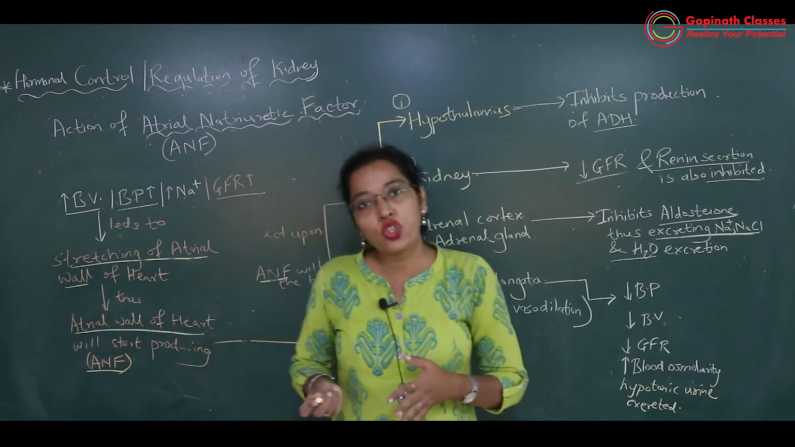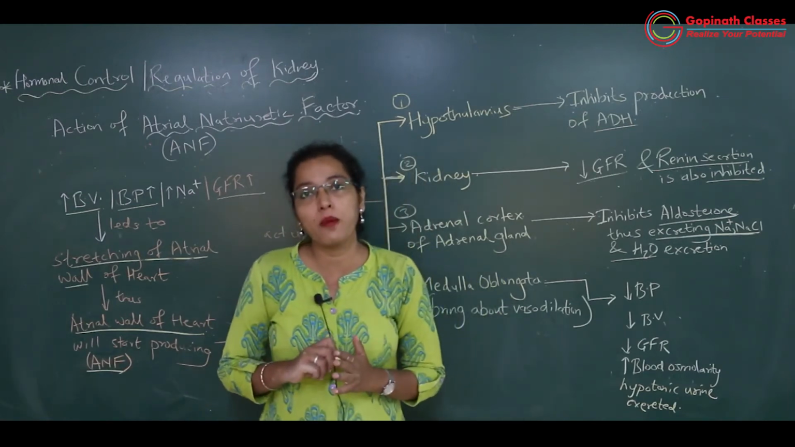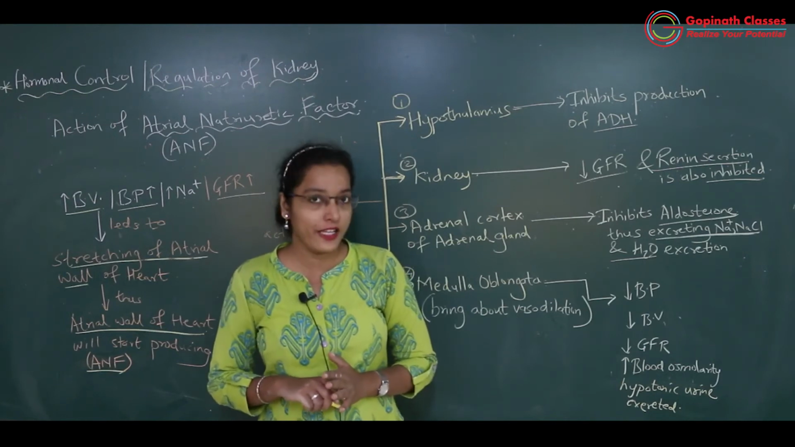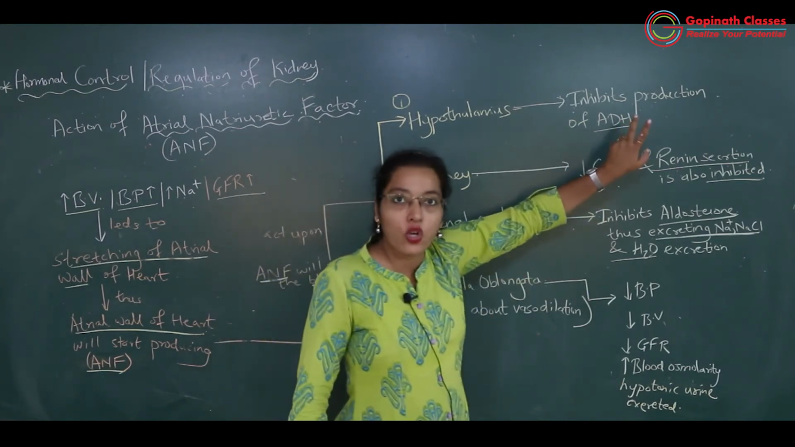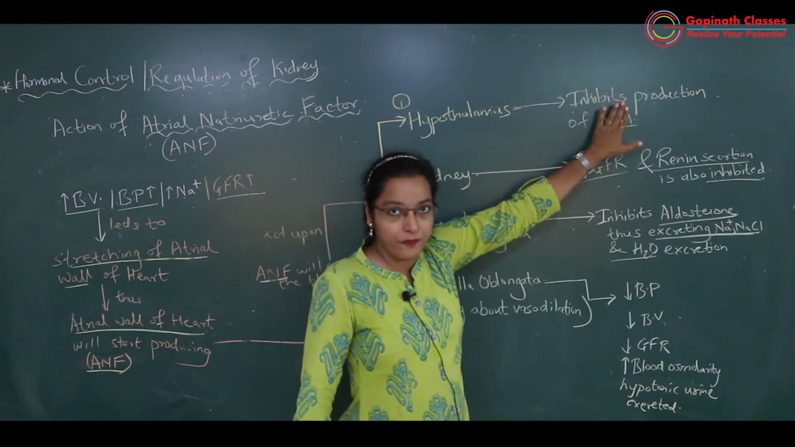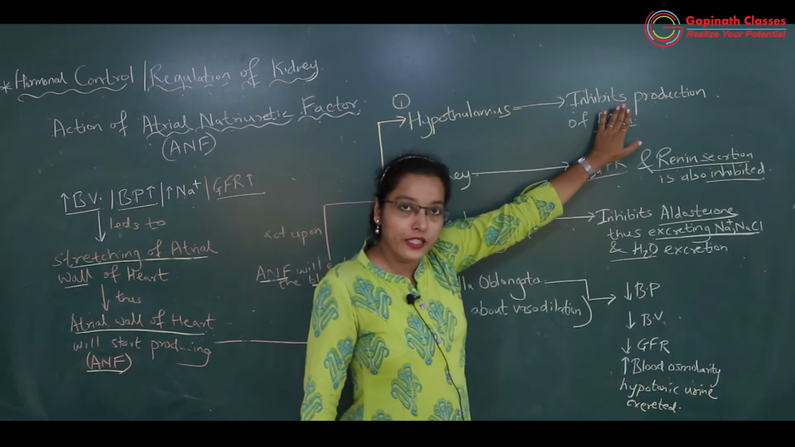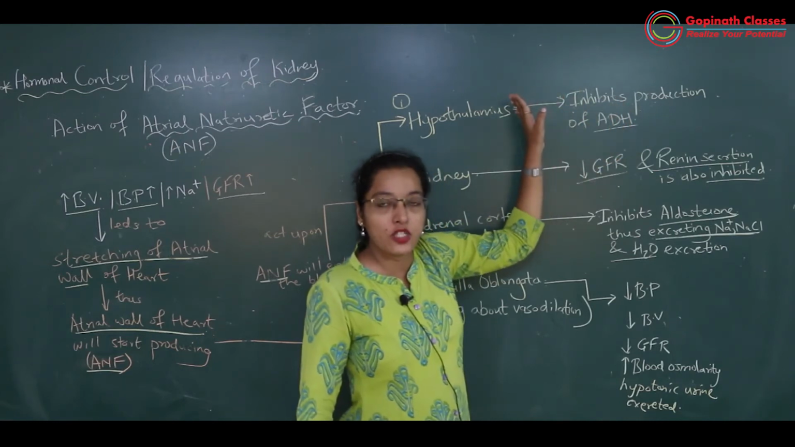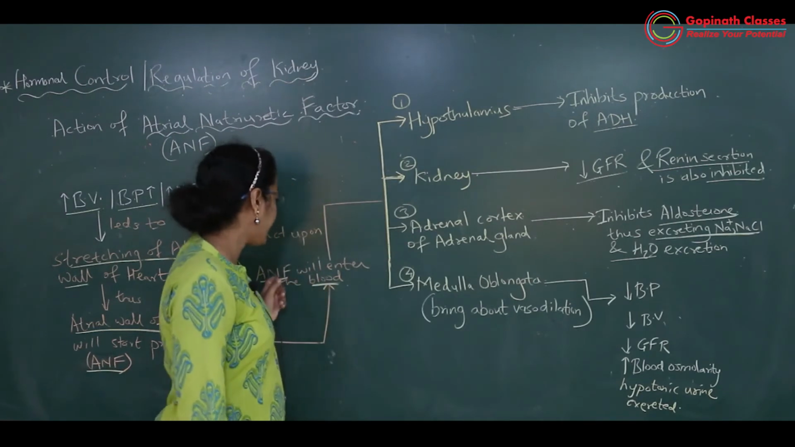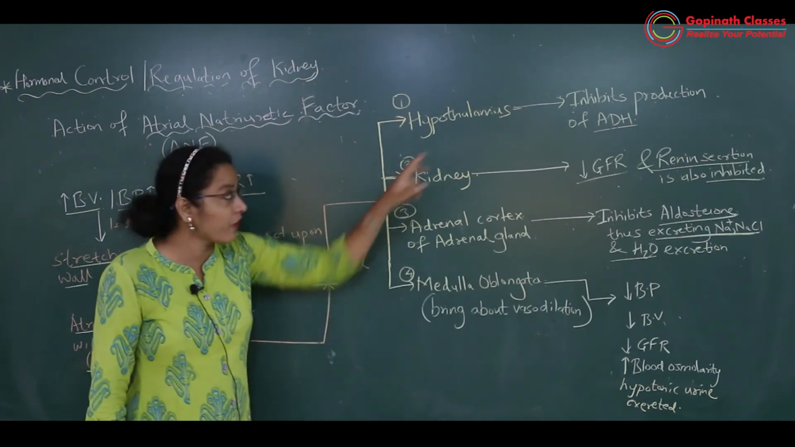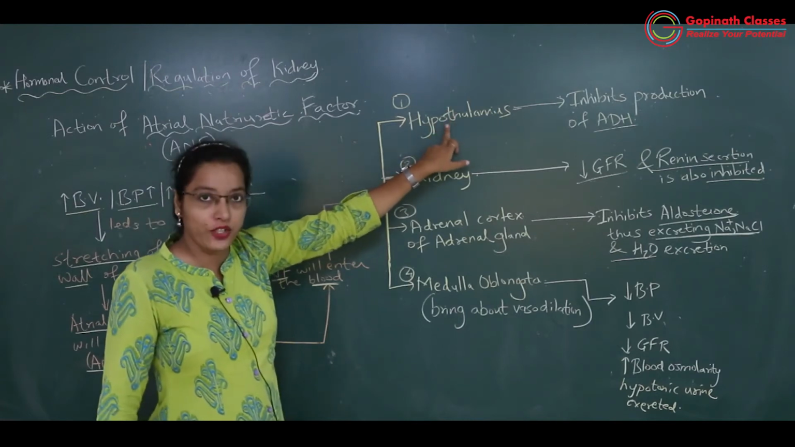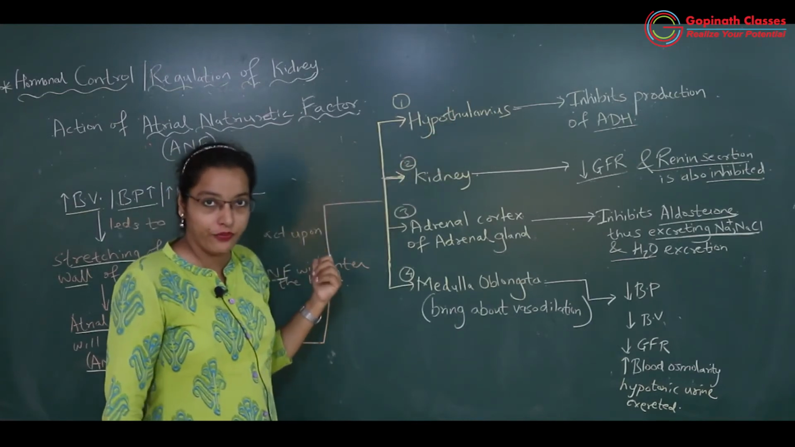Due to inhibition of the osmoreceptors of hypothalamus, there will be no more secretion of ADH, that is antidiuretic hormone. So antidiuretic hormone will be inhibited. How will it be inhibited? Because osmoreceptors of hypothalamus will be suppressed by atrial natriuretic factor. Okay, got it? That is the first effect of atrial natriuretic factor.